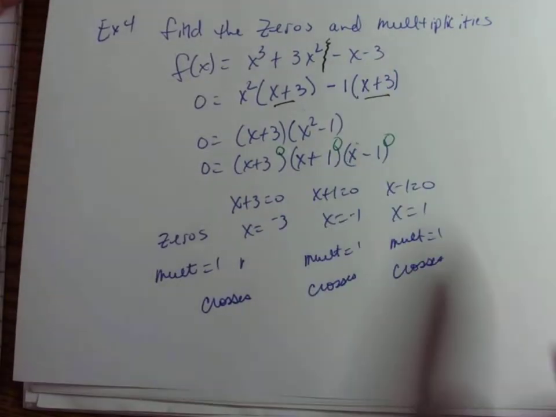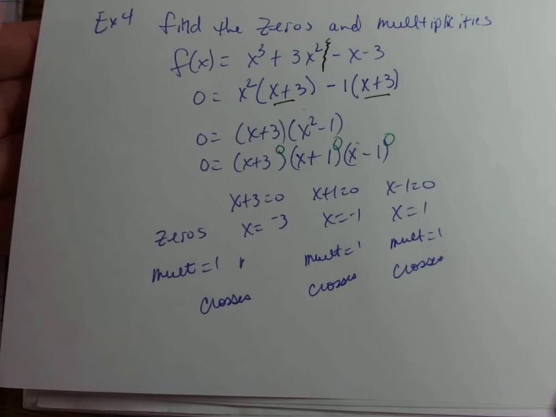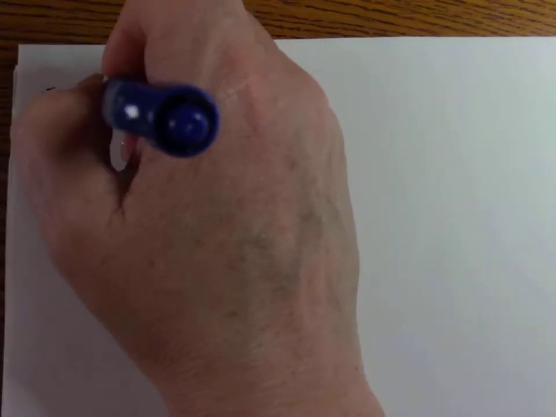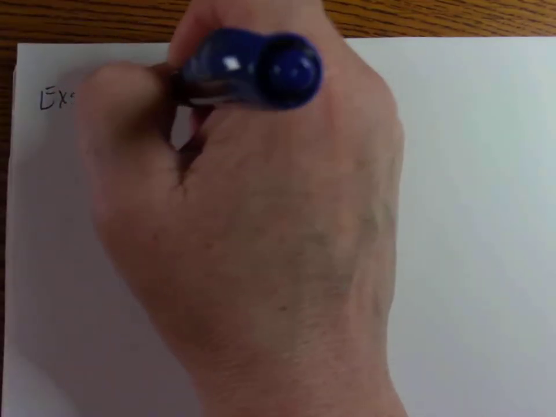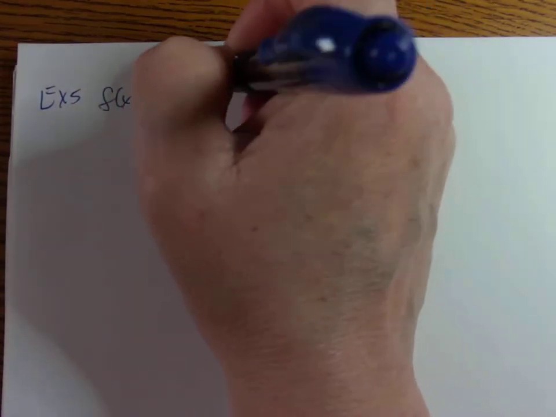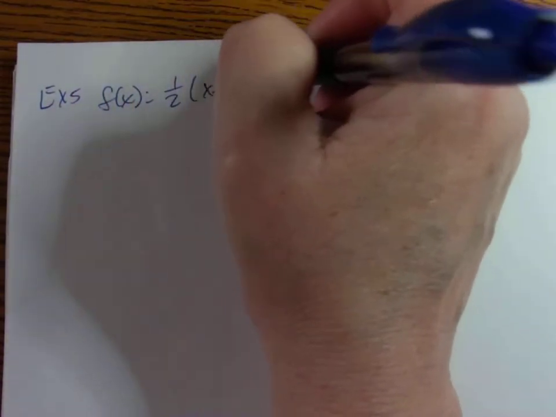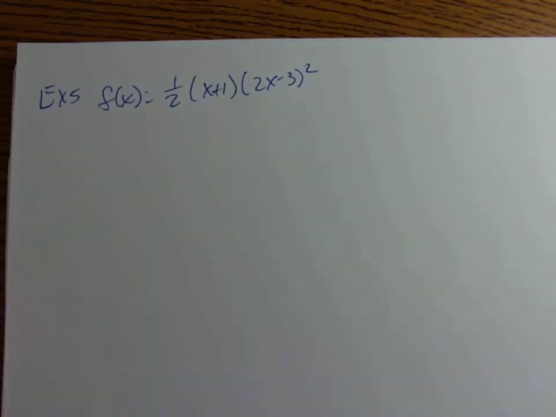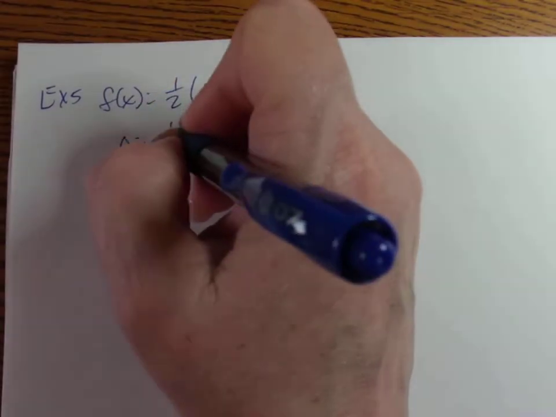So this is one where we had to do a little bit more factoring. Sometimes you don't have to do the factoring. A lot of the factoring will be done for you already, so pay attention whether or not you have to do a whole lot. So example 5, we have f of x is equal to 1/2 times x plus 1 times 2x minus 3 squared. This is already factored out. We don't have to do a whole lot other than set it equal to 0.